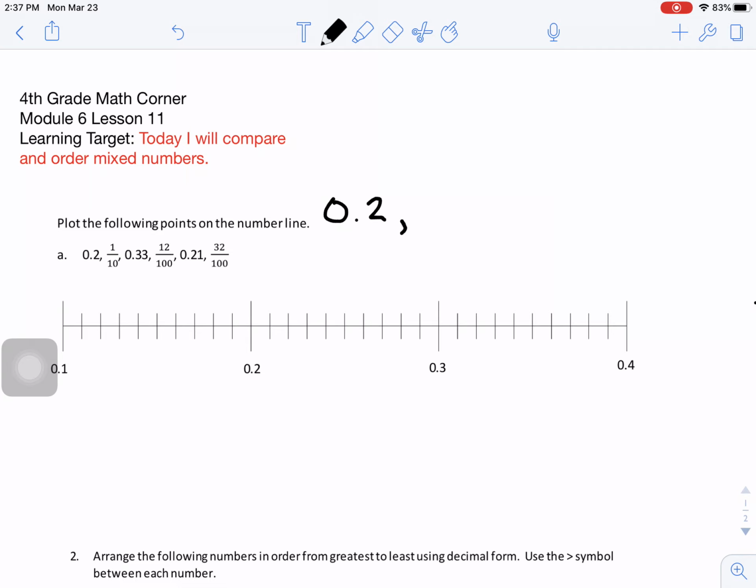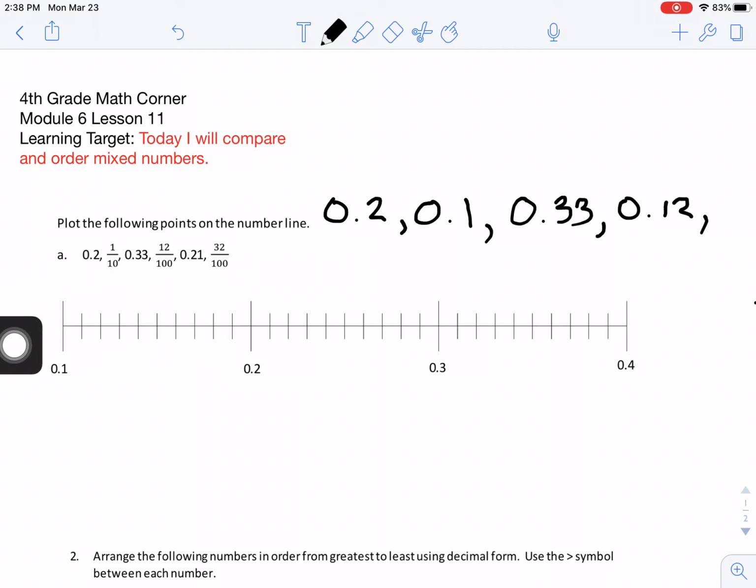There's the 0 and 2/10. Then it is 0 and 1/10. The next number is 0 and 33/100ths. And then the next number is a fraction. It says 12/100ths, so I know there's no holes, and 12 ending in the hundredths place. I have 0 and 21/100ths, which is already written for us in decimal form. And the last one is written in fraction form here.